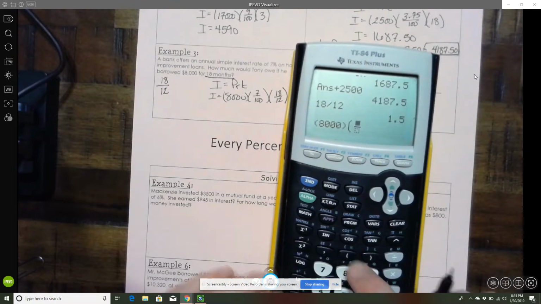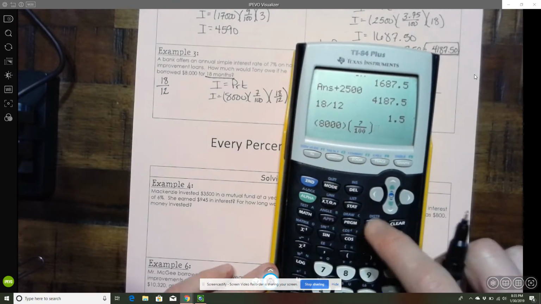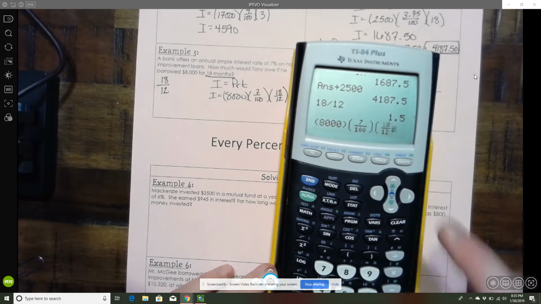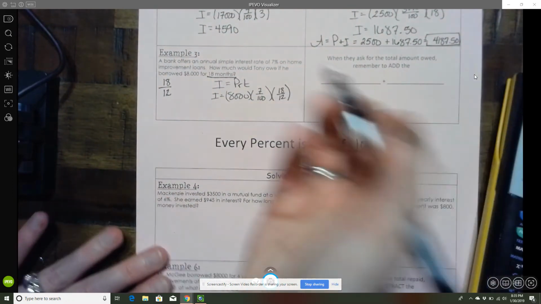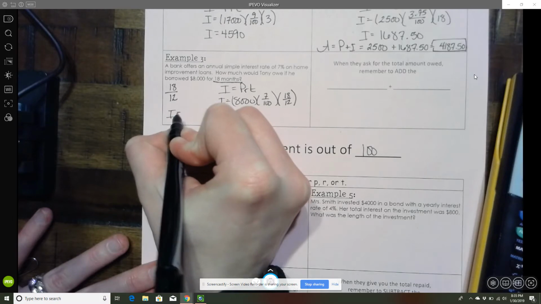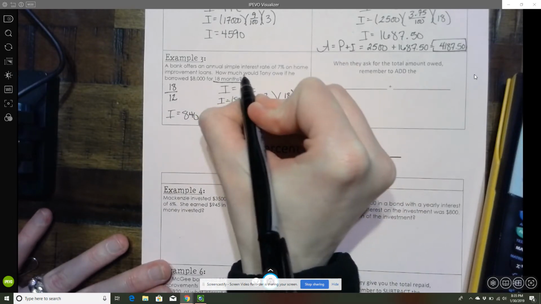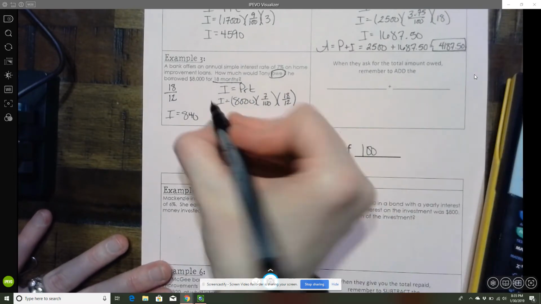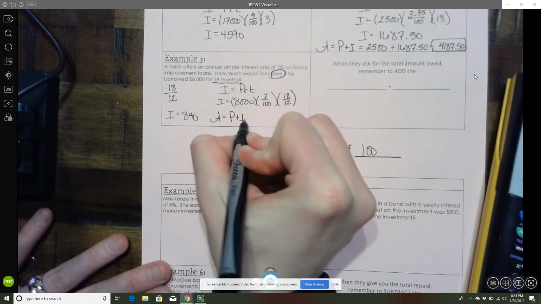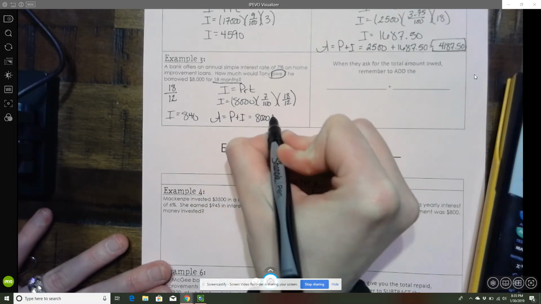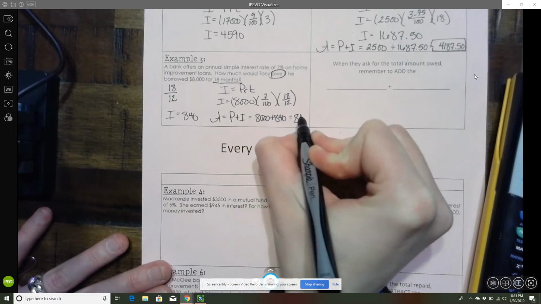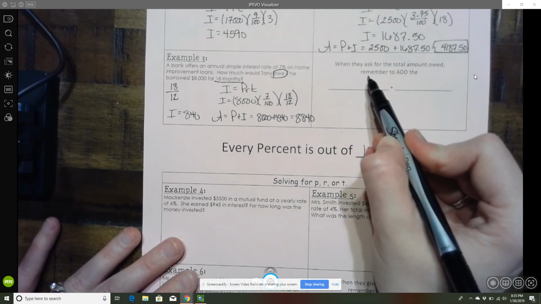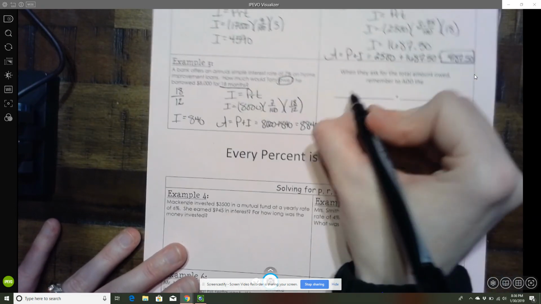Okay, so $8,000, and so I get an interest amount of $840. But again, this is how much would Tony owe? He doesn't have to just pay back the interest. He has to pay back the amount he borrows. So we need the total amount again, which would be $8,840. So again, when they ask for the total amount owed, remember to add the principal plus the interest.